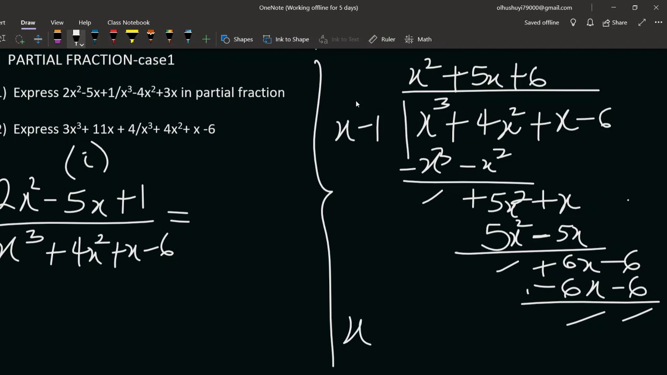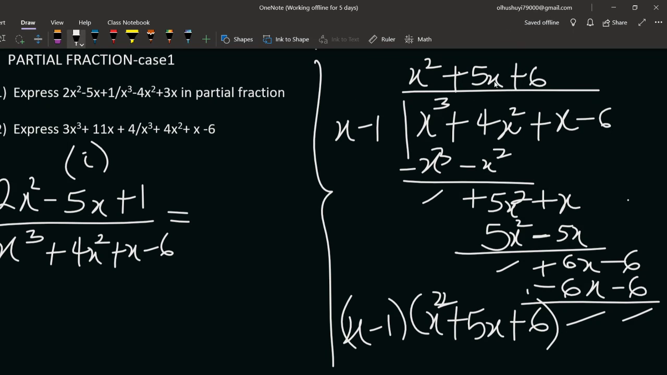So we have x minus 1 times x squared plus 5x plus 6. We need to factorize this quotient to get the two other factors. If you factorize this, you should have x plus 3 and x plus 2. So we have x minus 1, x plus 2, and x plus 3.